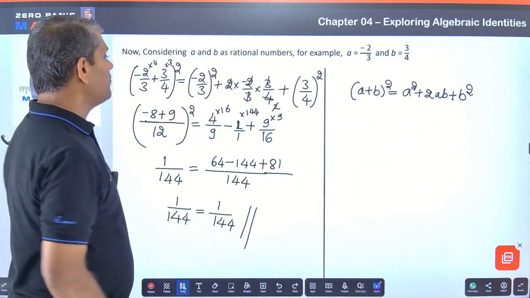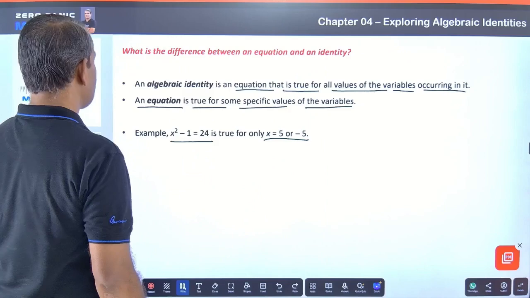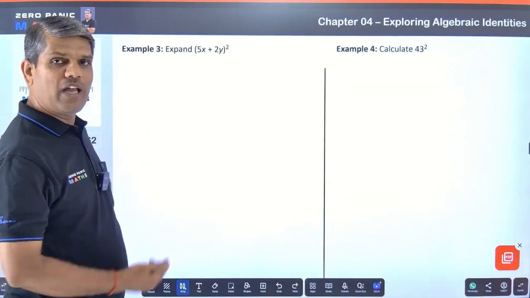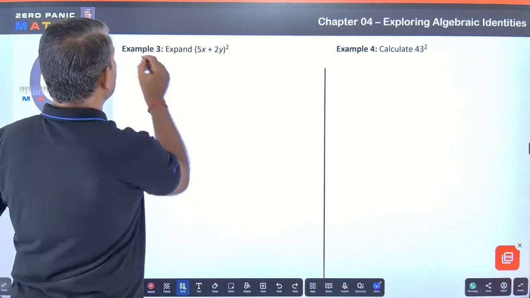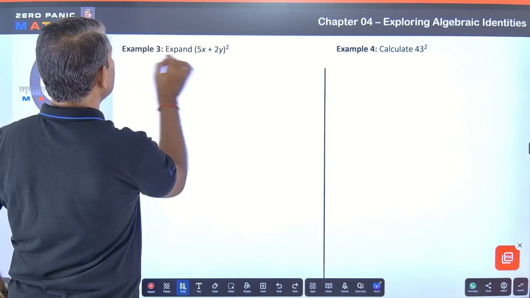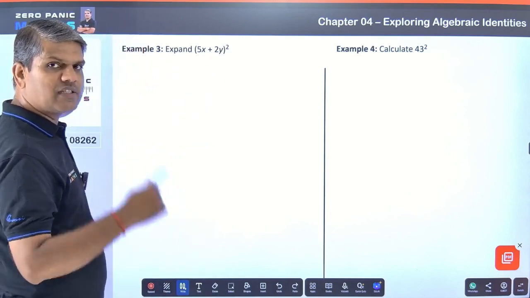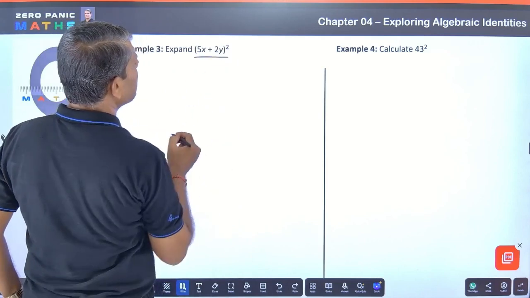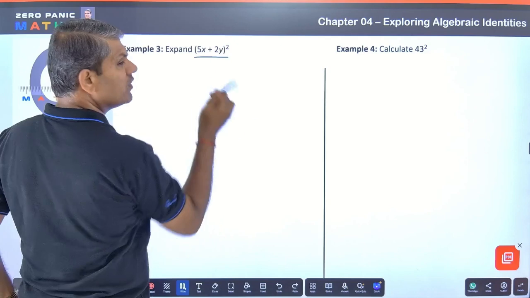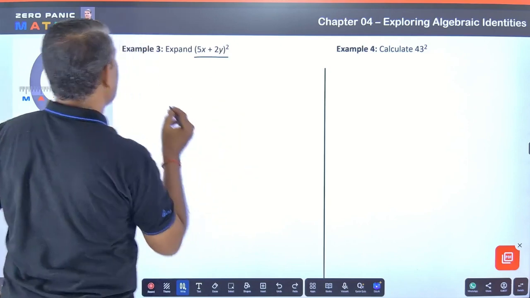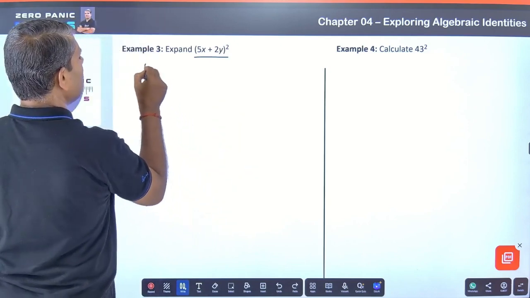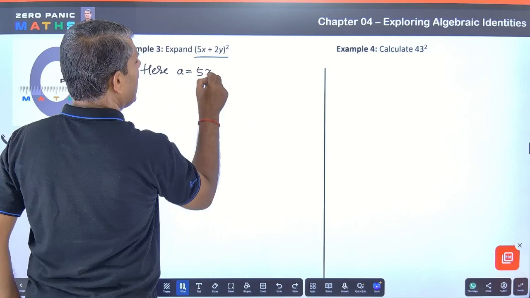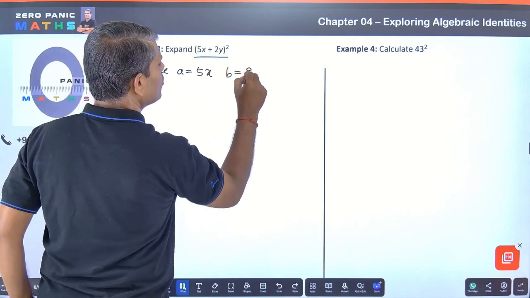Let us see some examples as exercise set based on the same formula. Okay, now before the exercise, let us see some solved examples. These examples are solved in the book also. Let us expand this (5x + 2y) whole square with the same given algebraic identity. Here you can say a is equal to 5x and b is equal to 2y.